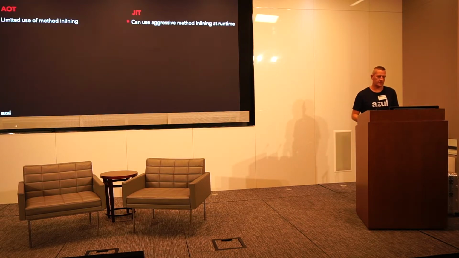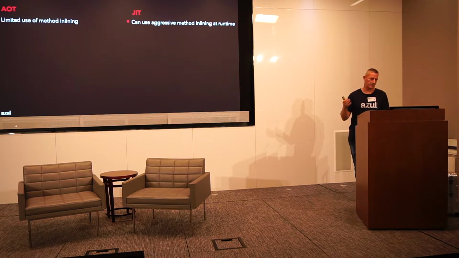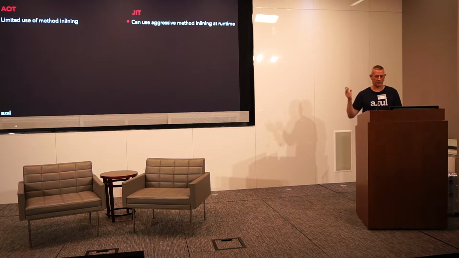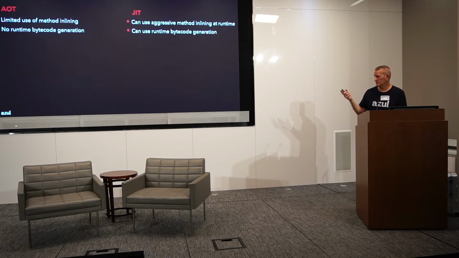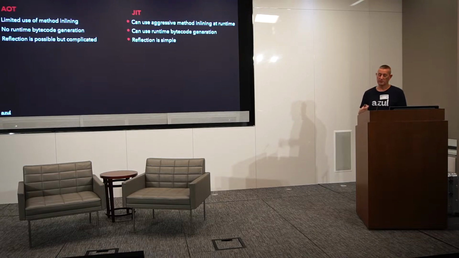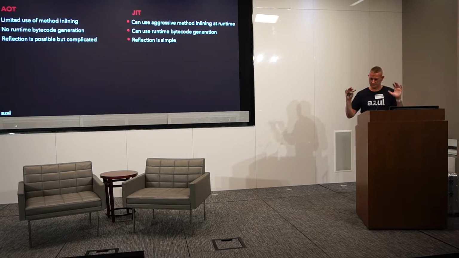I tried to do a little AOT versus JIT comparison, which is not so easy because it depends on the language and on the application and all that. But in principle, you can say that AOT can't really use the same amount of method inlining because it can only do it upfront, where the JIT can use that aggressively even at runtime. If you load code dynamically, it can be optimized. This is not possible with AOT. You can't load code at runtime. Runtime bytecode generation is also not possible using AOT. With the JIT, it's no problem. Reflection is the biggest pain point, and this is one of the reasons why so many people don't use GraalVM native image in production, because the AOT code needs to know all the classes that are used, everything.